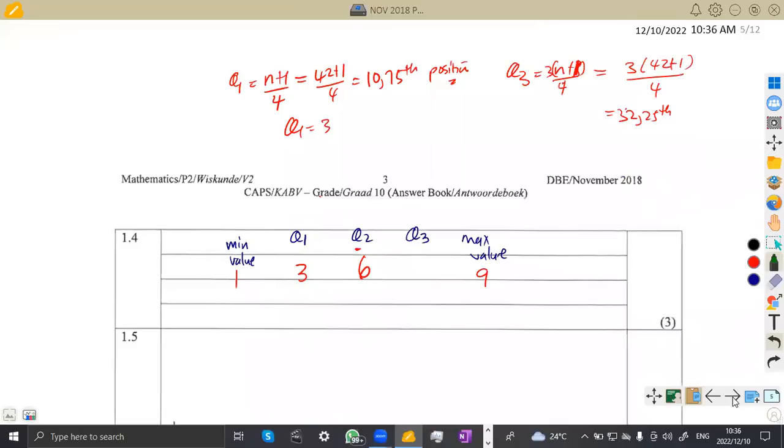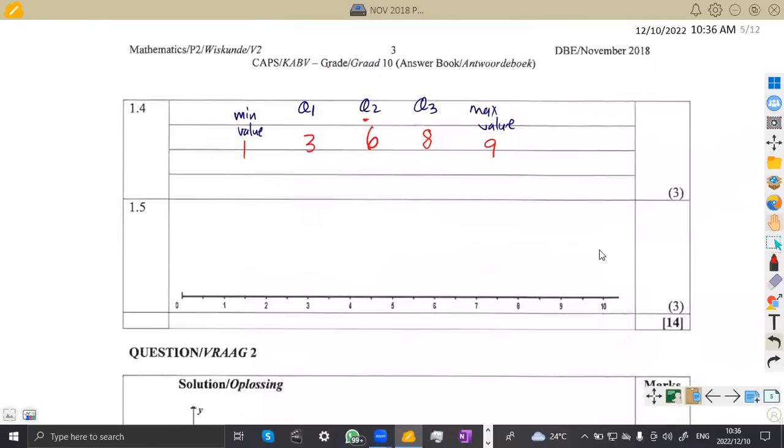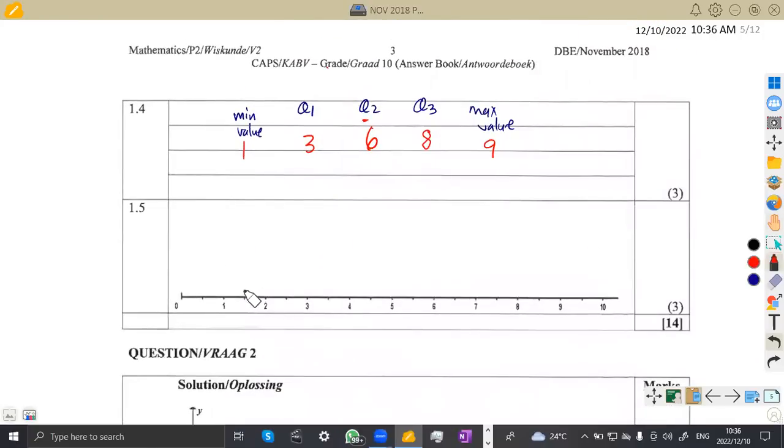There are many ways that we can do this, but I'm showing where it was taken from. So these are the values that we need on the box and whisker plot, knowing that the minimum value is 1. So we are going to represent our 1 here.